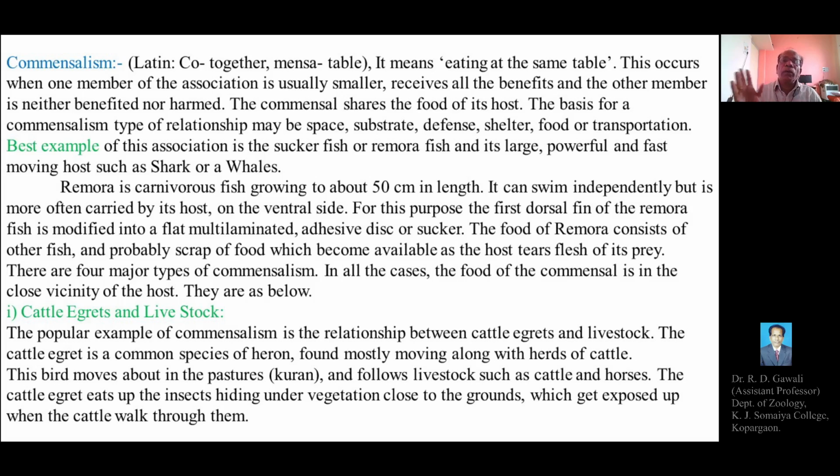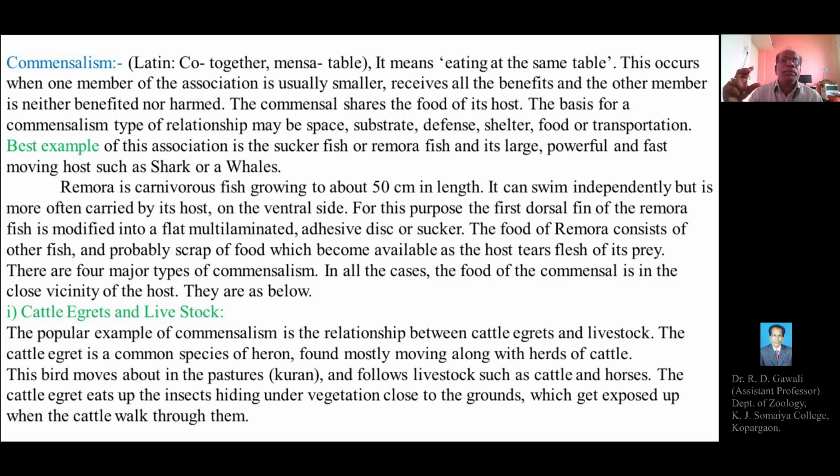The host will not have any problem providing support to the other partner of a different species, which acts as a commensal. The smaller partner, the one which gets the benefit or advantage of the relationship from the host, is called a commensal. The commensal may be an ectocommensal or an endocommensal, living on the external surface or inside the body of the host. The commensal shares the food of its host.